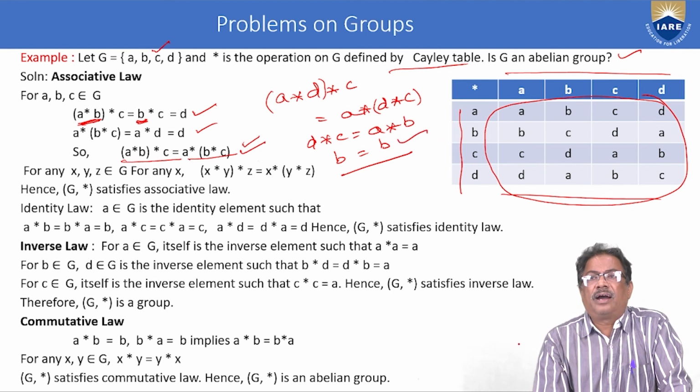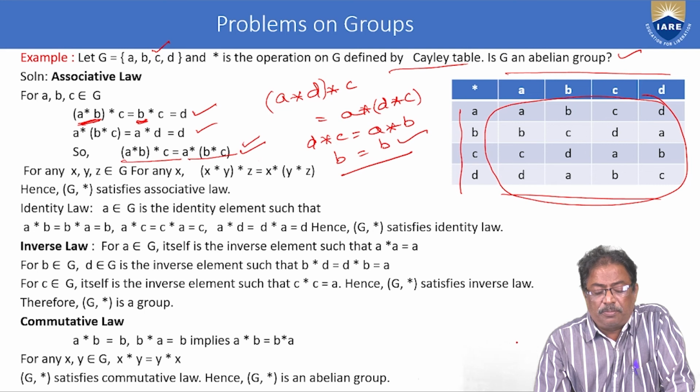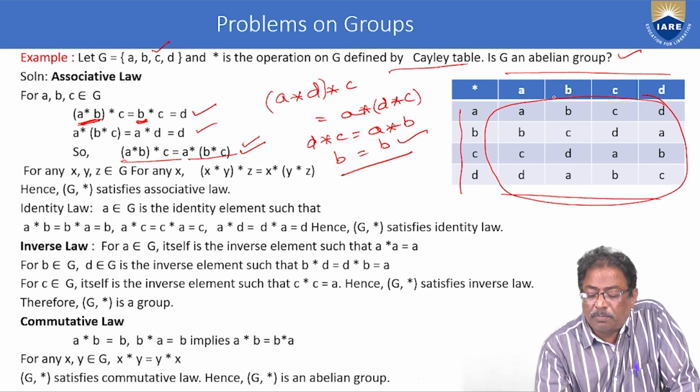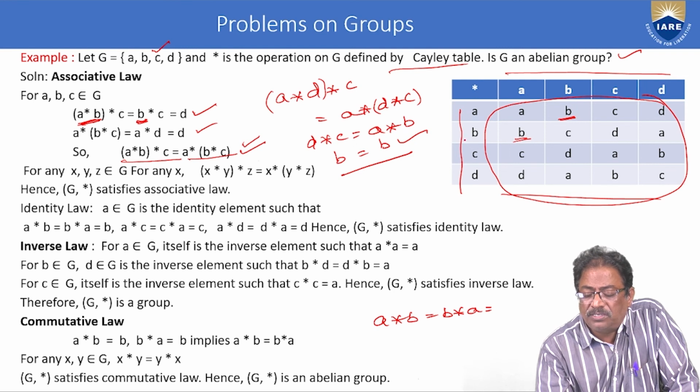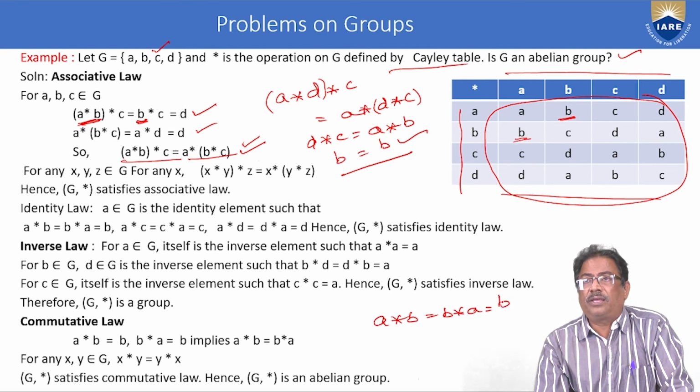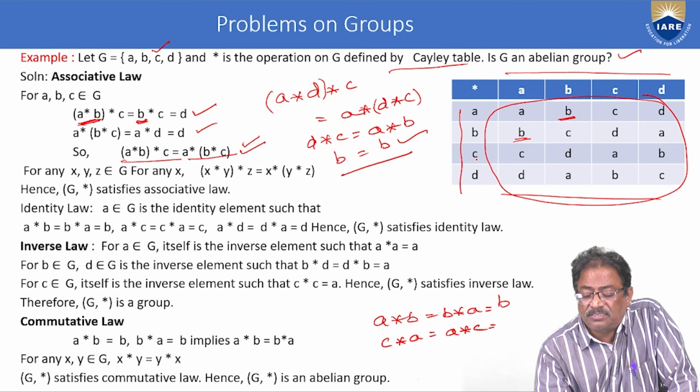Then what is the identity element? Now let us go for the identity element. A star B, what am I going to get? B. And B star A, what am I going to get? A. See here, A star B is equal to B star A, which is B. That means A is an identity element. Let us go for the other one. C star A and A star C. C star A is C and A star C is also C.